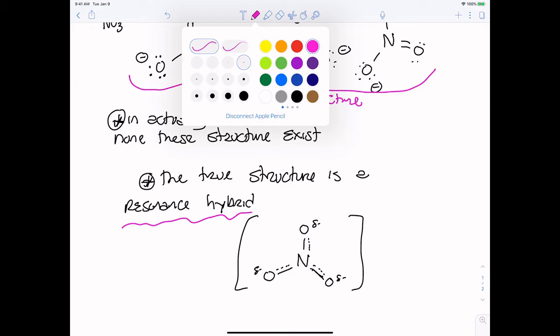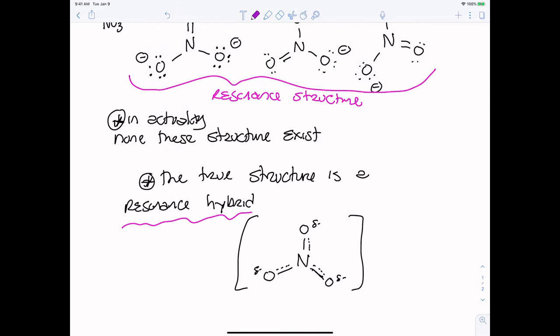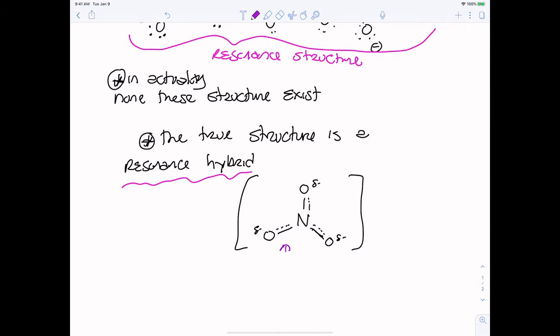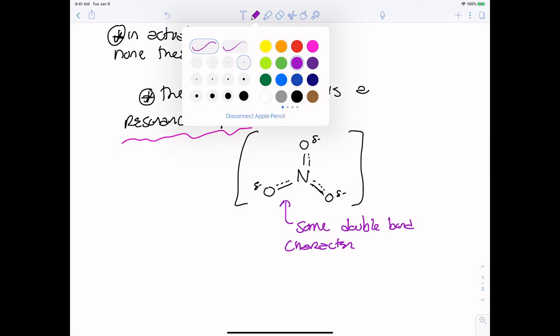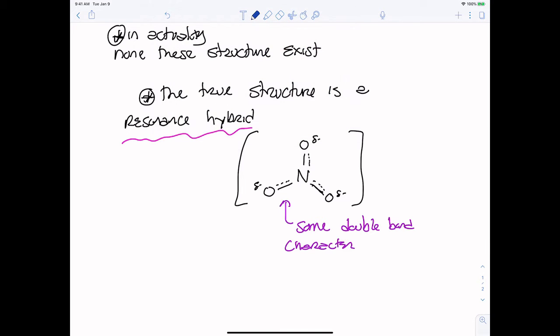Right? I have some double bond character, some single bond character also, right? Those bonds are between that of a double and a single bond. And our word for this is we would say that our electrons are delocalized. And anytime you can delocalize electrons, it's actually going to be stabilizing. It makes things more stable when the electrons are delocalized.